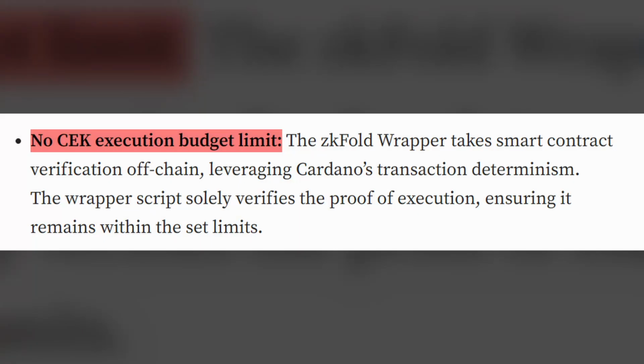Okay, let's move into the second key feature. Maybe I'll turn this one over to Stanislav, right? But this states no CEK execution budget limit. The ZKFold wrapper takes smart contract verification off chain, leveraging Cardano's transaction determinism. The wrapper script solely verifies the proof of execution, ensuring it remains within its set limits. Again, Stanislav or Vlad, do either one of you mind breaking this down in simple terms for people that aren't too technical to understand?